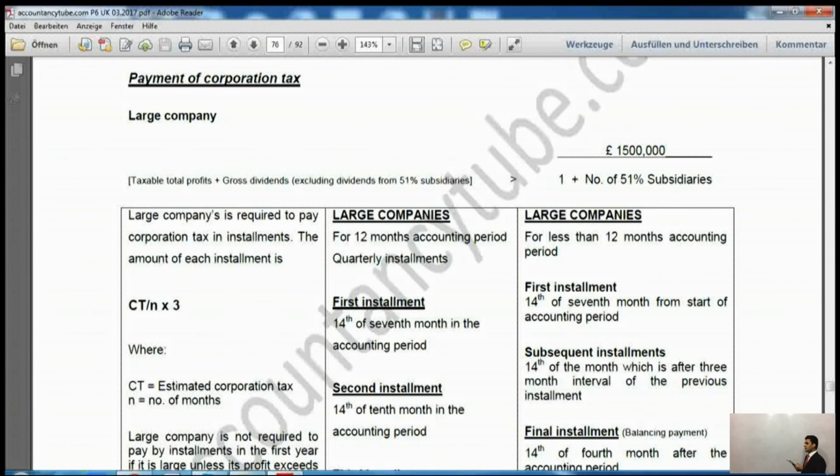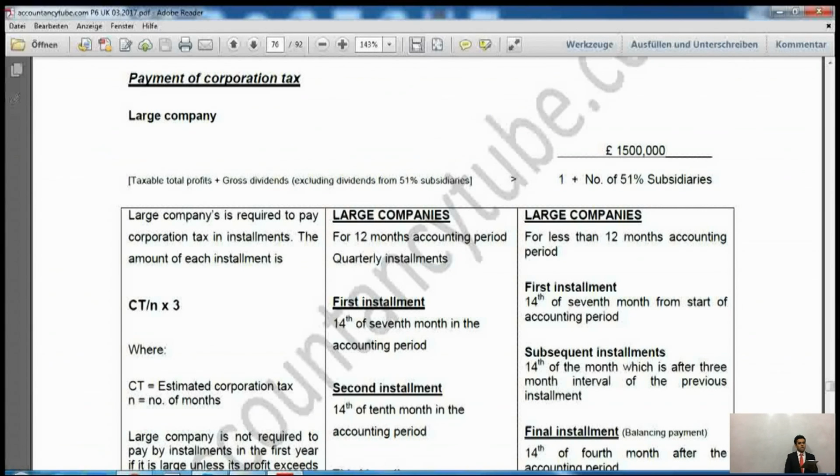Now, if your company holds shares in another company and that company is a subsidiary of your company, in that case you will have to divide that by how many subsidiaries you have. The subsidiaries in this case are 51% or more interest, as it says here. So this limit of 1.5 million will be divided by your company plus the number of subsidiaries.